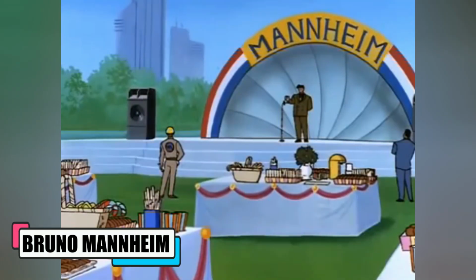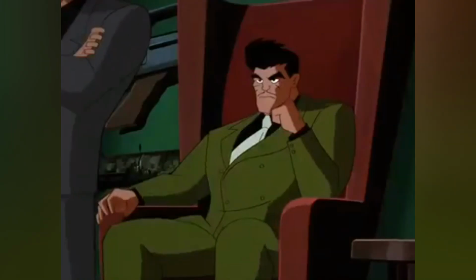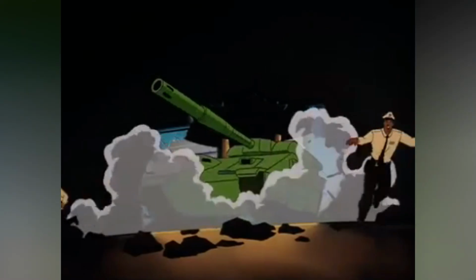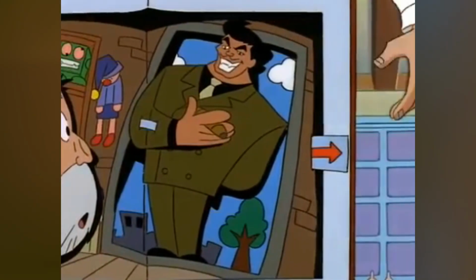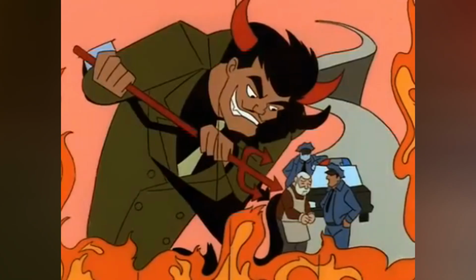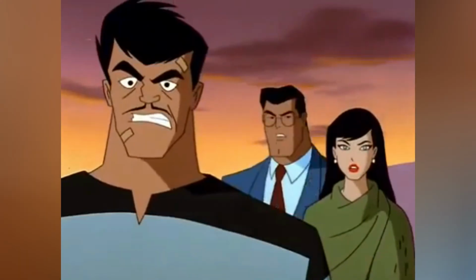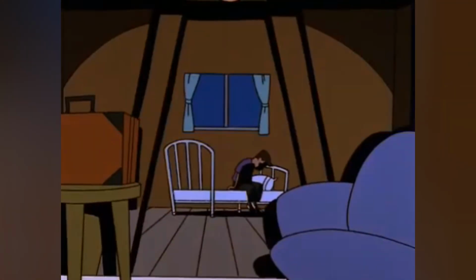Bruno Mannheim. Bruno Mannheim was the ruthless leader of the criminal organization Intergang, using his vast resources to control the underworld and further his own interests. He was amoral and had no qualms about using innocent people for his own gain, as seen in his dealings with the toy maker Winslow Schott Sr. Mannheim's actions also led to the creation of the villain Toyman, as Schott's son was twisted by his father's death and sought revenge on Mannheim.